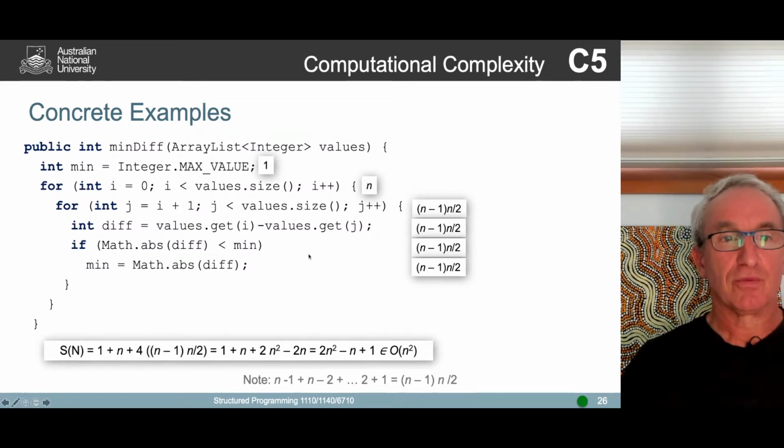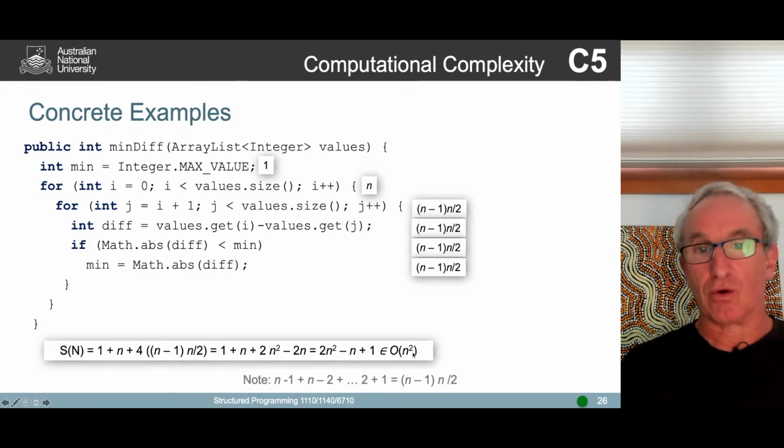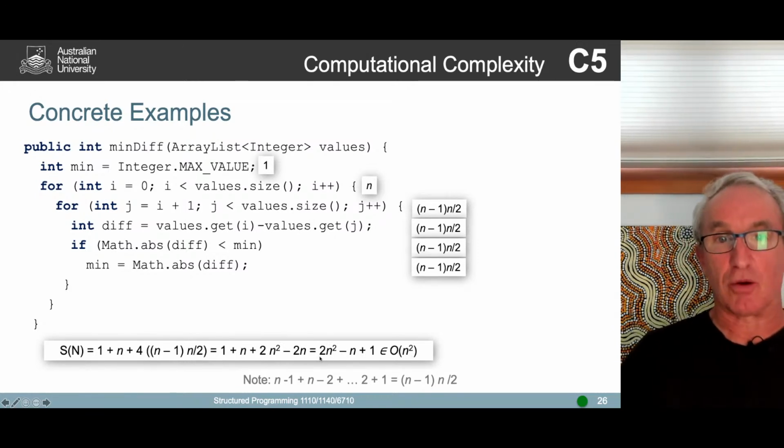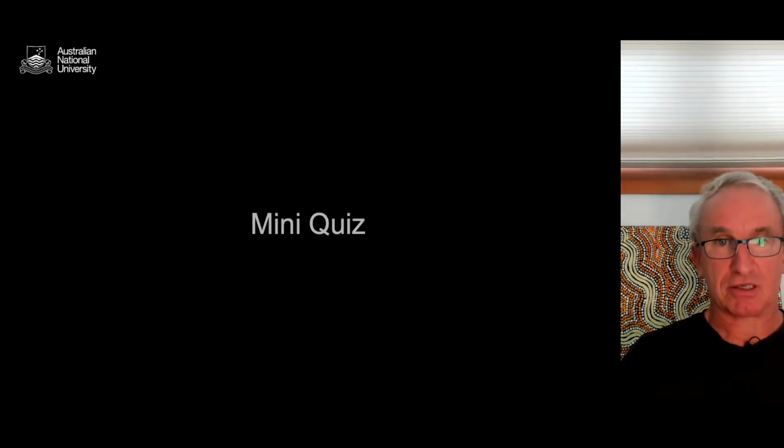And then what you do is you find out that the complexity of the whole thing is, if you count these all up, 1 plus n, because that thing there is taking n, plus 4 times this, which is equal to this whole expression here, which equals 2n squared minus n plus 1, which is in the order of n squared, because this dominates and that's the constant factor. Hopefully that makes sense to folks.